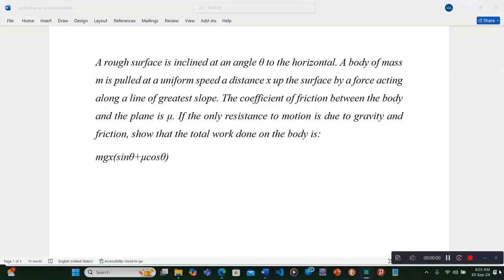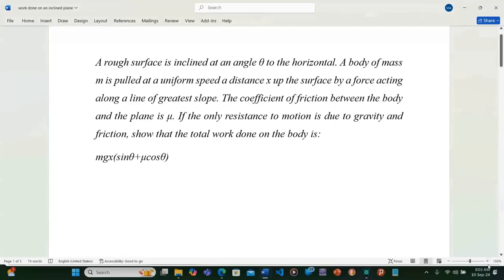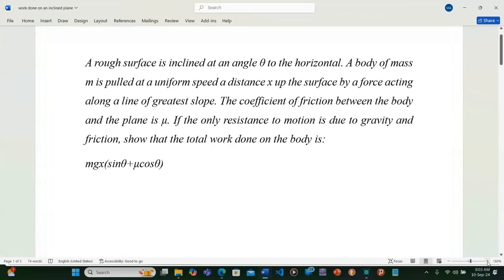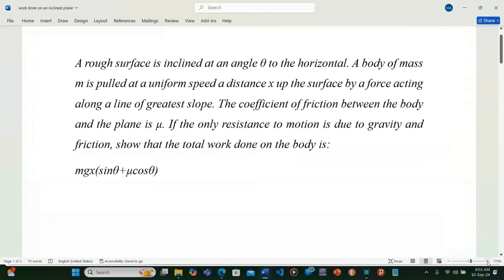Hello members, in this discussion we are going to look at a question that pertains to work done on an inclined plane. So we have a guiding question which says a rough surface is inclined at an angle theta to the horizontal. A body of mass m is pulled at a uniform speed at a distance x up the surface by a force acting along a line of greatest slope.